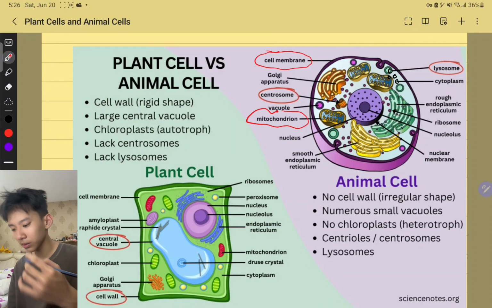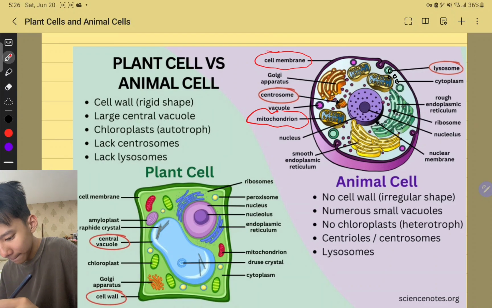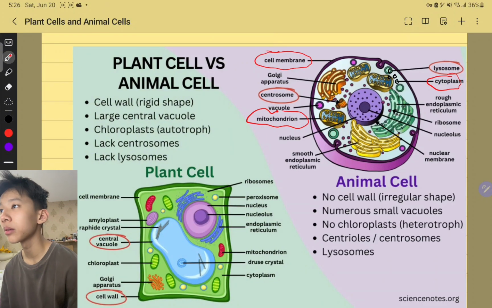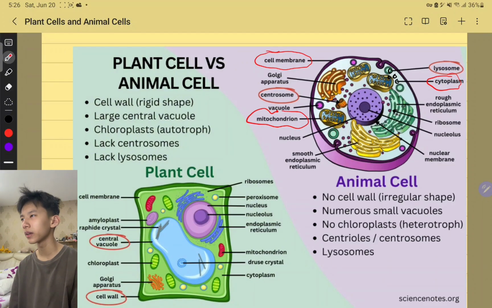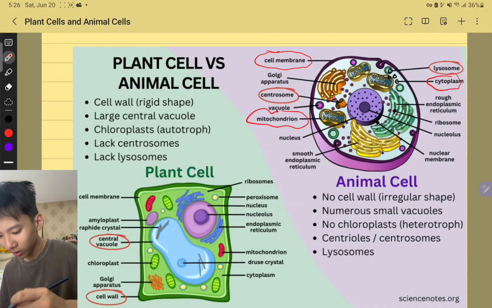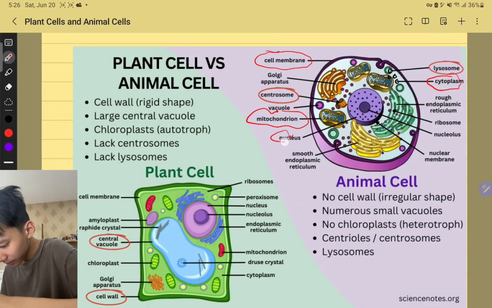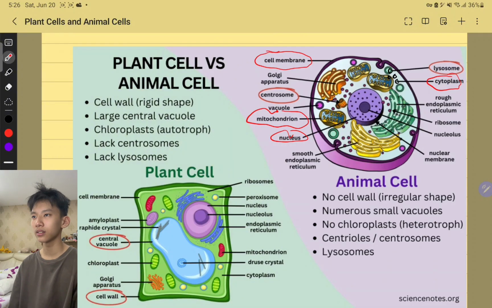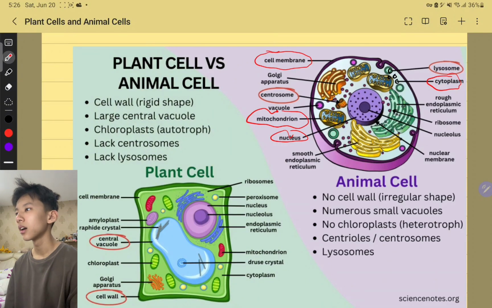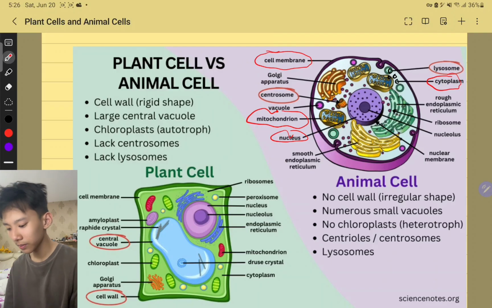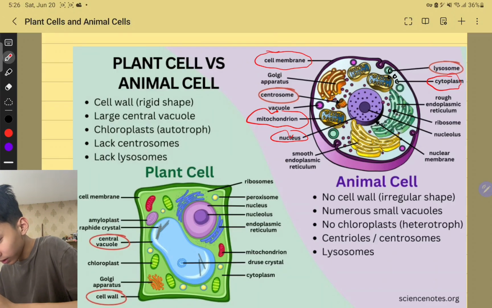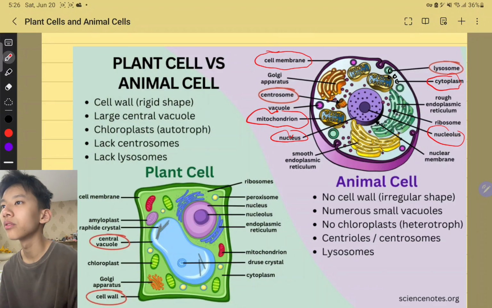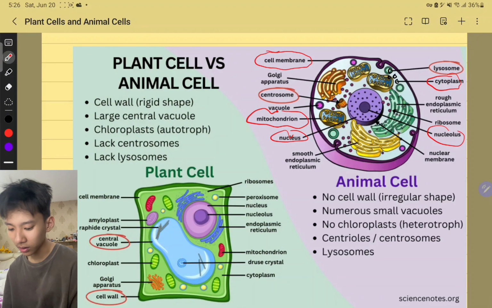Third one is the cytoplasm, it's right over here. It's a jelly-like substance where most of the cell's chemical reactions take place. The fourth one is the nucleus, it's right over here. It is a control center of the cells that contains DNA and regulates cell activity. The fifth one is the nucleolus, it's right over here. They produce ribosomes, which are needed for protein synthesis.